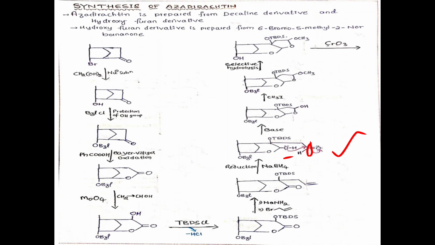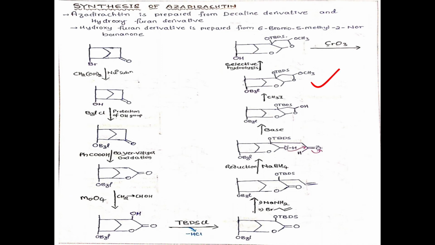As a result, the carbonyl oxygen is converted into a hydroxy group. Again we get a hydroxy group, so we must protect this hydroxy group first. For the protection purpose, this compound is treated with methyl iodide. As a result, the hydrogen on the oxygen atom is replaced by a methyl group from methyl iodide.